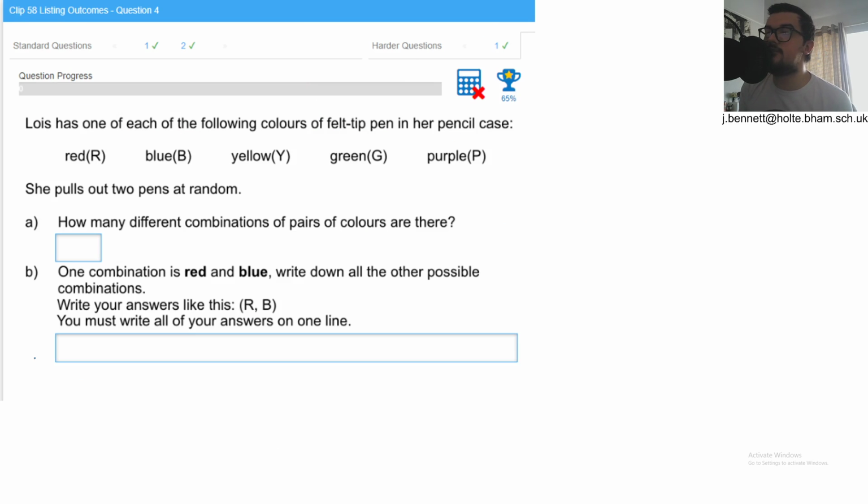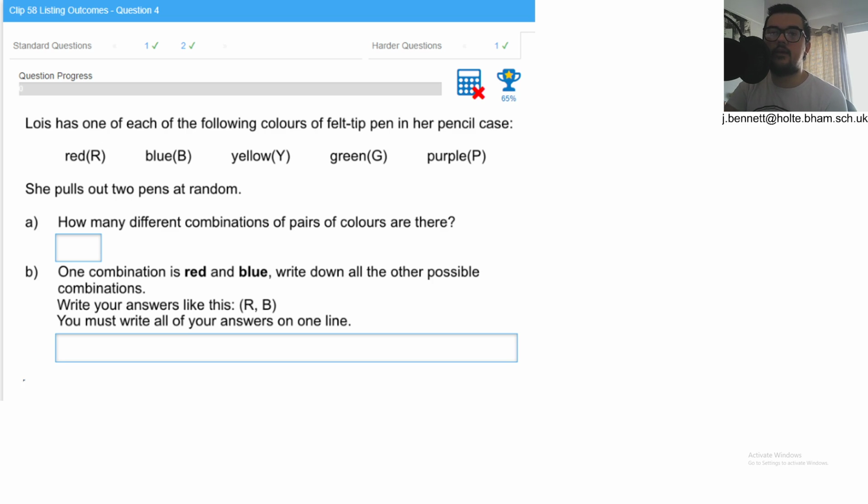Lois has one of the following colours of felt tip pen in her pencil case. She pulls out 2 at random. How many different combinations of pairs of colours are there? I would assume that this question does not rely on order. If it relies on order, then you'd say, well, red and blue, but also blue and red. So we're going to assume that it doesn't rely on order, and it's just each one.